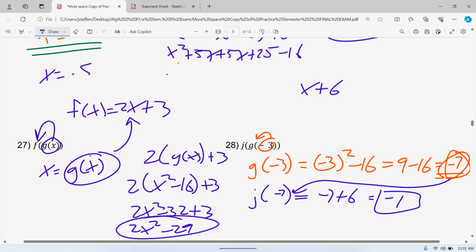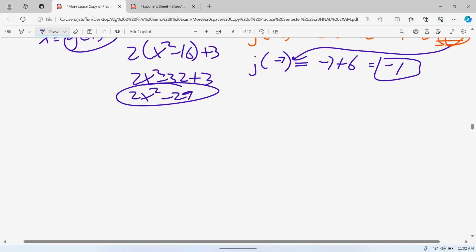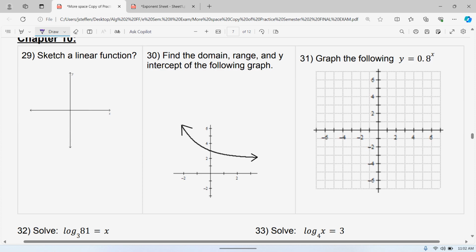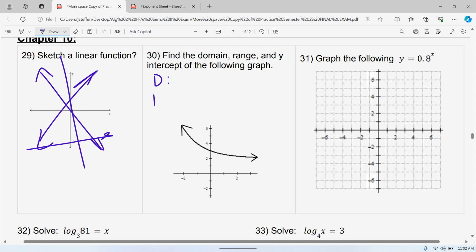So that is your answer for chapter 9. Let's see if we can do chapter 10 quick. Only about 10 minutes, so let's see if we can squeeze it in here. 29. And don't make this harder than it is. You literally just have to draw a straight line. The domain and range. The domain is all real numbers because it goes on forever to the left and to the right.